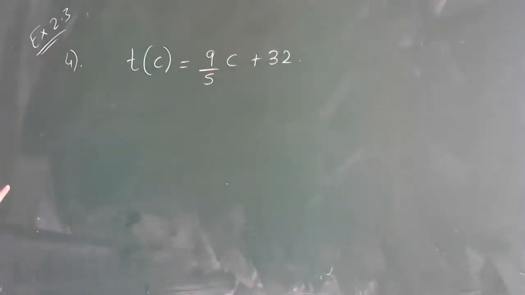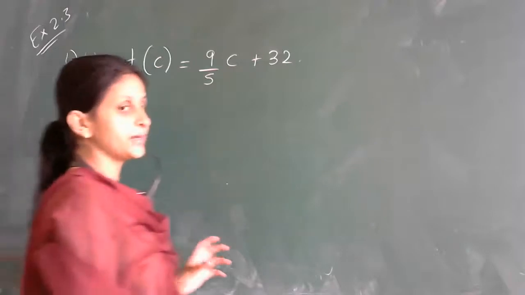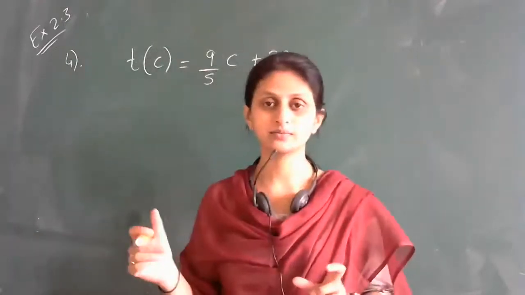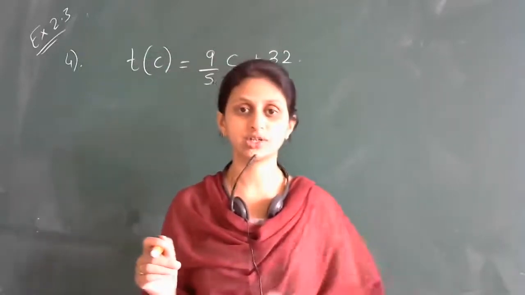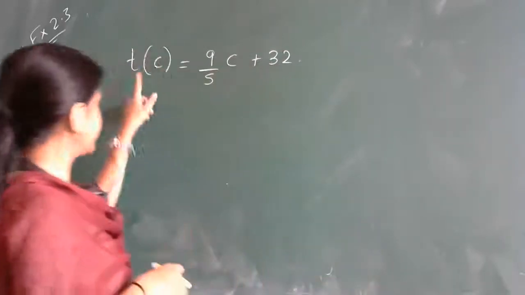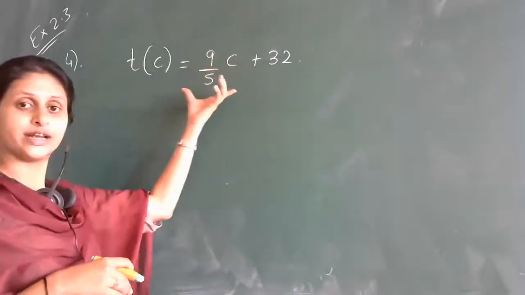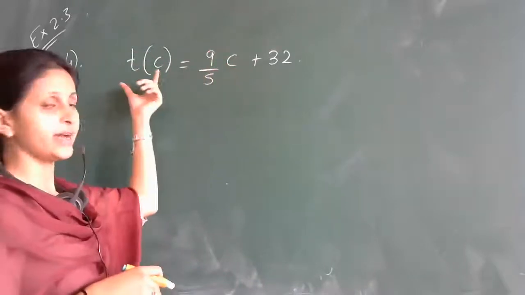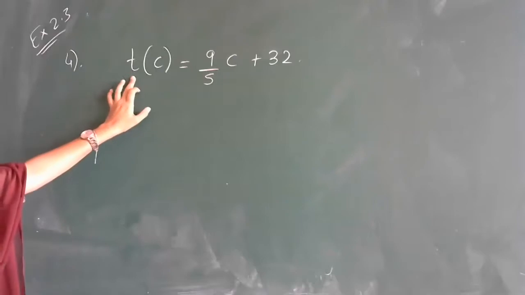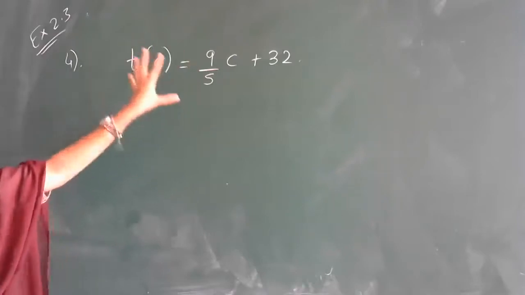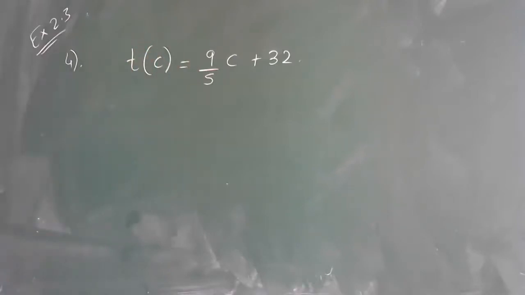Actually, this is the relation between temperature in Fahrenheit as well as in Celsius. Okay? So here this is Fahrenheit, this is Celsius. Now this is T of C. There is just a small mistake. It is not f of C, it is T of C. So now this function is given which maps temperature in Celsius to temperature in Fahrenheit.